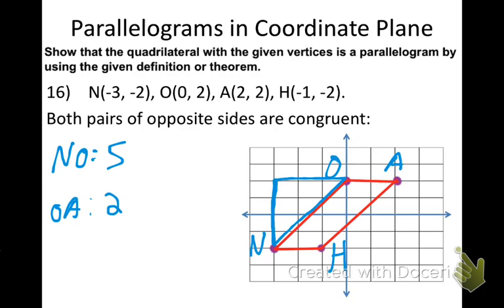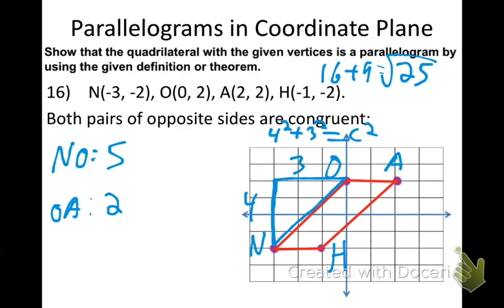What's the distance up? 4. What's the distance across? 3. So I would do 4 squared plus 3 squared, and that gets me C squared. 16 plus 9 is 25. And then I take the square root of 25, and that's where I get 5. That's the Pythagorean theorem at work.